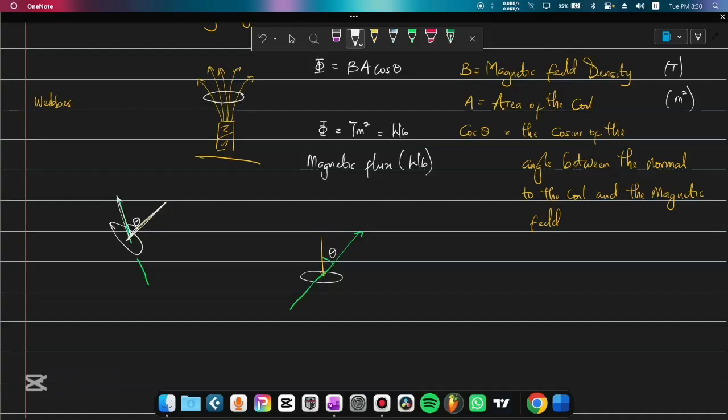And what does this mean? Because there's a direct relationship between the magnetic flux and all of these things, if I want my magnetic flux to go higher, I can either increase my magnetic field density, like I put a stronger magnet with more field lines, or I increase the area of the coil, or I reduce the angle between the normal and the magnetic field. Why is it reduced? There's a way cosine works.